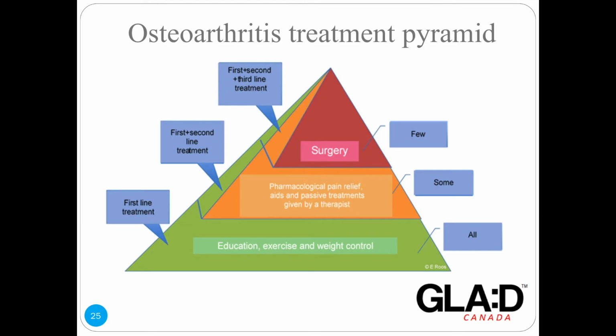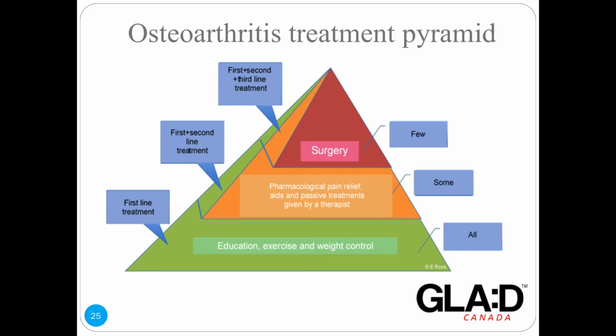Let me orient you first on this pyramid diagram. We've got the green section at the base of this pyramid, and it tracks all the way up to the peak of the pyramid. That is education, exercise, and weight control. Then we have the orange section, which goes from the middle of the pyramid up to the top. This is pharmacological pain relief aids, other aids to daily living, and passive treatments given by therapists. And then the top part, that prominent red triangle, and the big word there is surgery. So this pyramid represents the different lines of treatment.